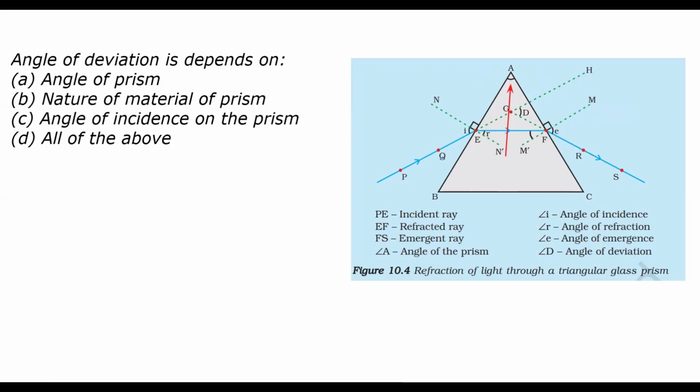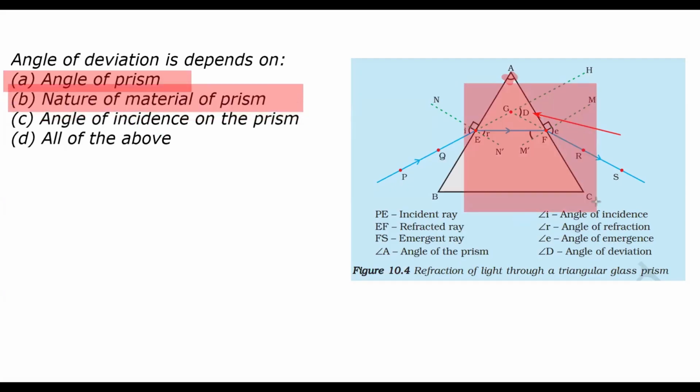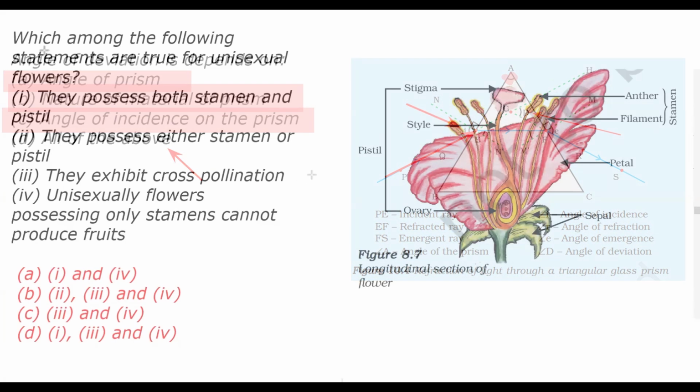Let's read the options. It says the angle of prism. Yes, the angle of deviation depends upon this angle called the angle of prism. The next option is the nature of material, right? What kind of material is used. We can say the nature of material, or the optical density of the material. And then the angle of incidence of the prism. This is the incident ray, as you can see, and this is the angle of incidence. Yes, it depends upon this also. So the correct answer is all of these.